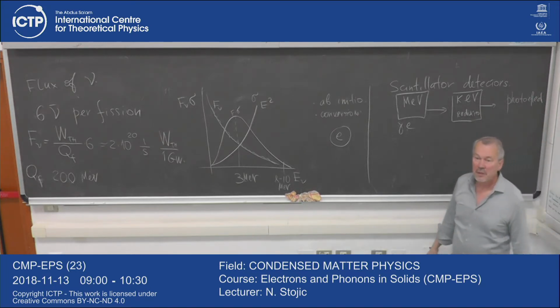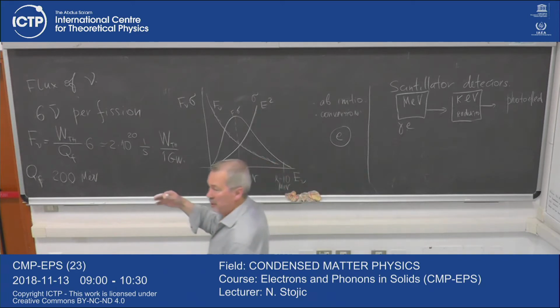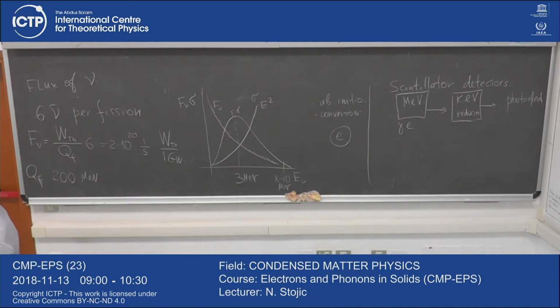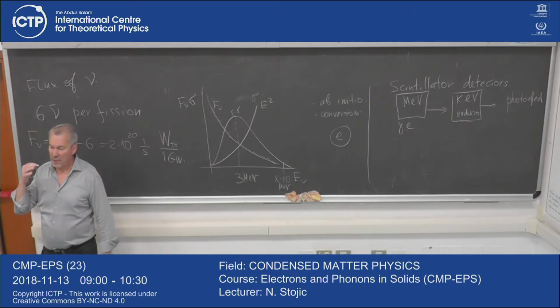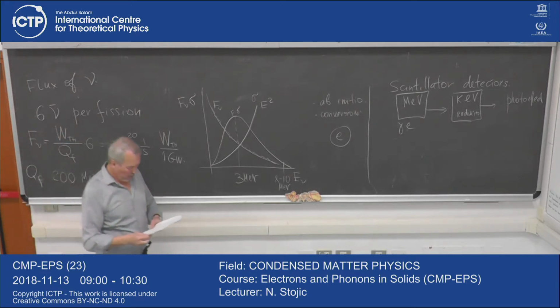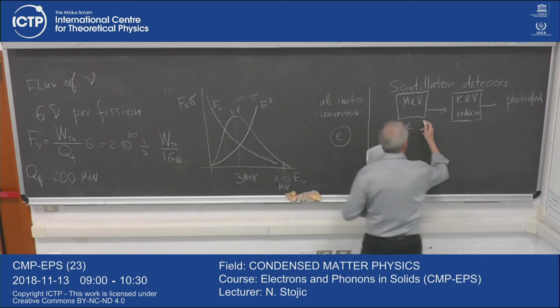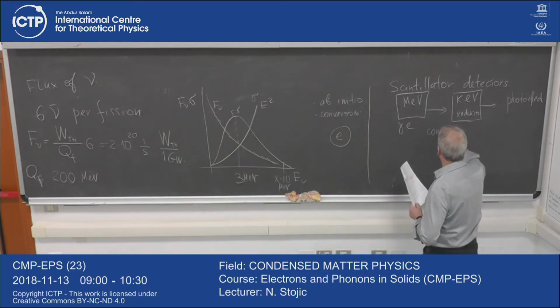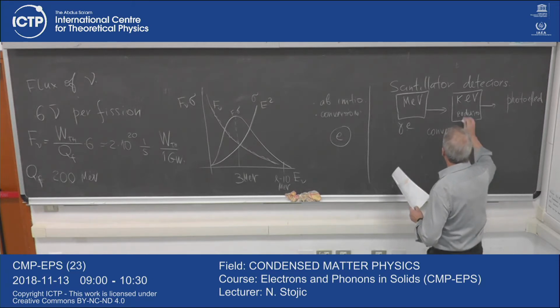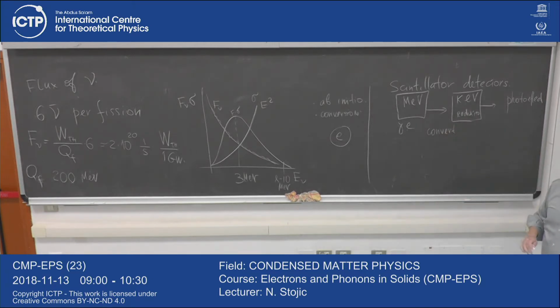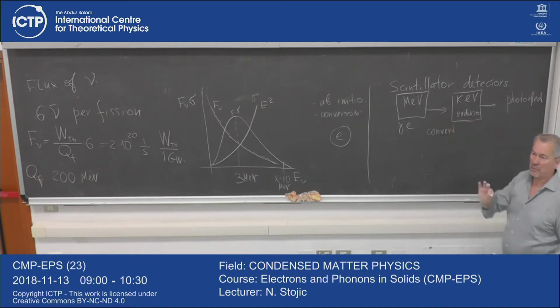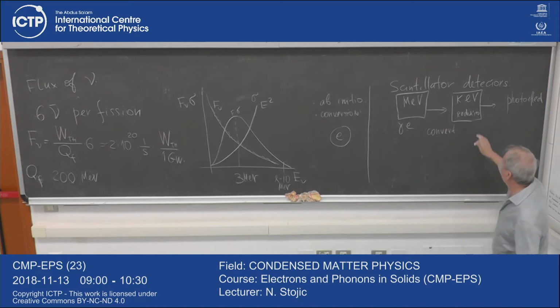Why do you need to convert this to the keV range? The point is that the energy levels in atoms are around, say, keV. And the photo effect is more efficient when you have gammas or X-rays of this energy in the keV range. Not MeV, but in the keV range. So you need to somehow convert high energy photons and electrons into low energy radiation in the keV range. And this is a difference by a factor of three orders of magnitude, something like this. And then this can be efficiently detected.